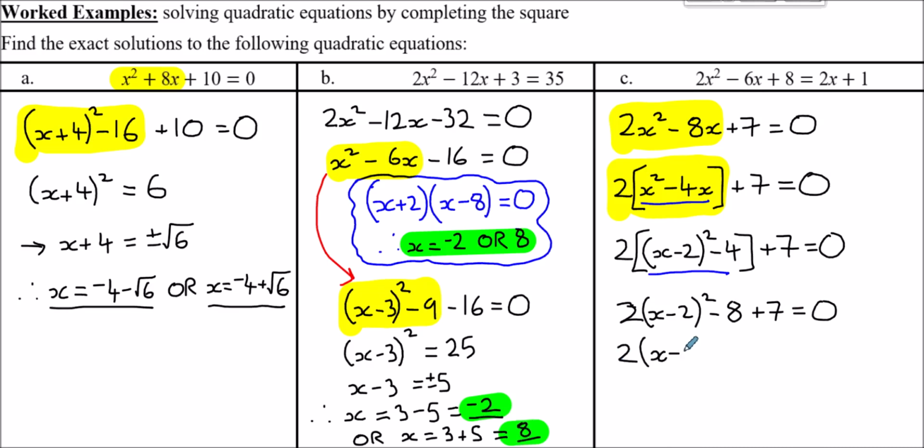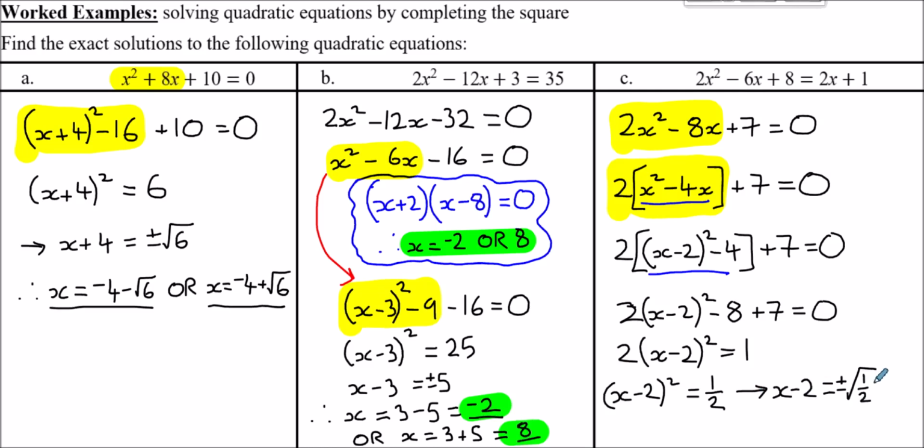Quite a long slog this one, but we're going to get there. So -8 plus 7 is -1. So if we add 1 to both sides, we get that this is equal to 1. If we divide through by 2 now, we'll see that (x - 2)² is equal to 1/2. Now, we can square root both sides at this stage. So x - 2 must be plus or minus the square root of 1/2.